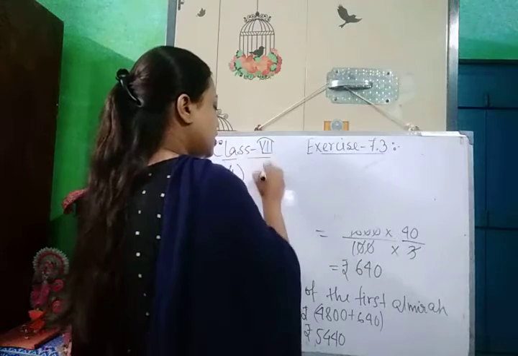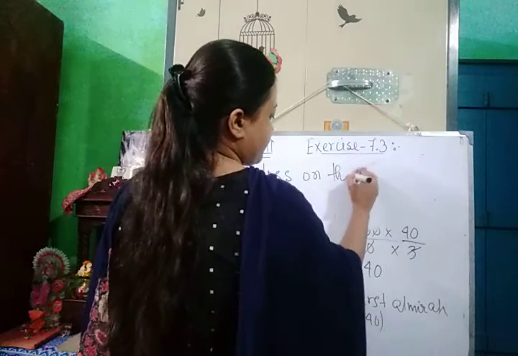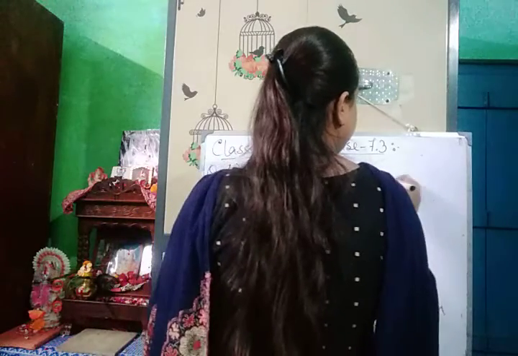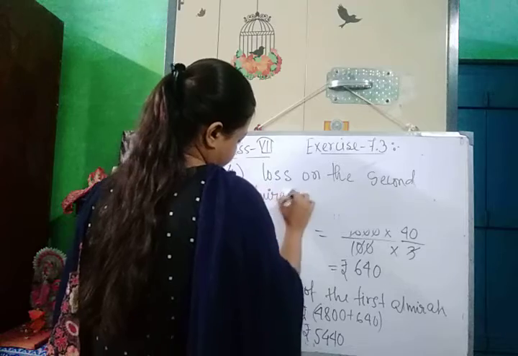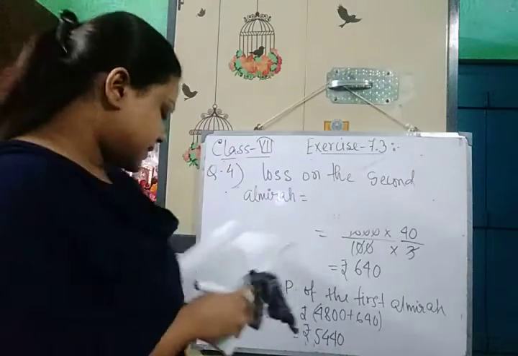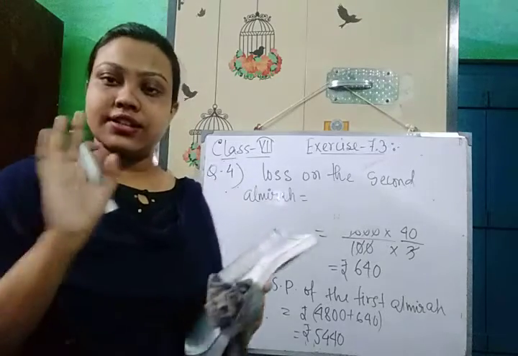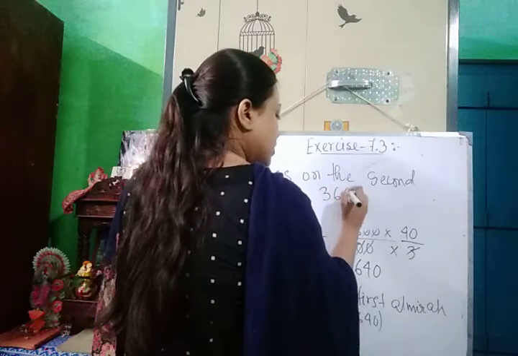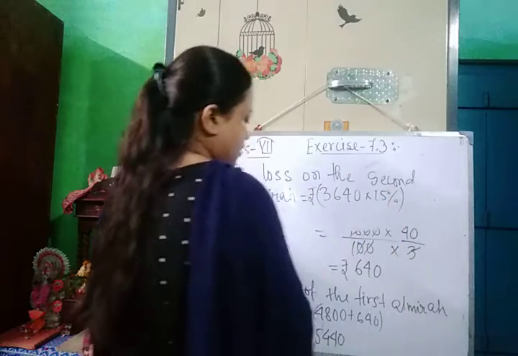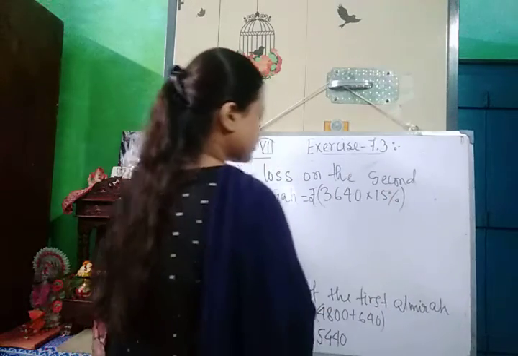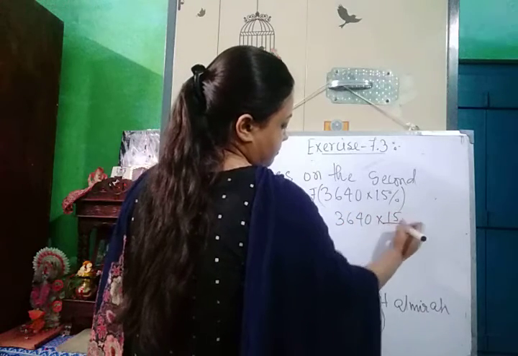So first we will find out the loss. Loss on the second Almirah equals, what is the loss percentage? 15%, and the cost price is 3,640. So 3,640 into 15%. That is the loss on the second Almirah. So that means 3640 into 15 by 100.